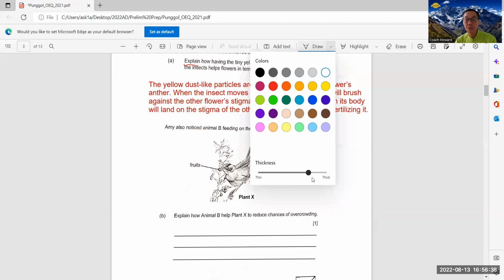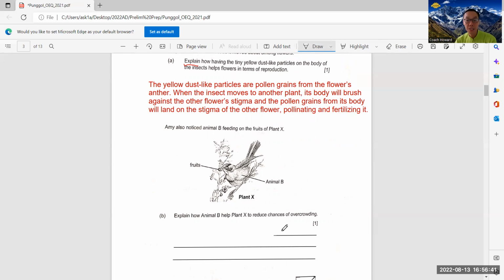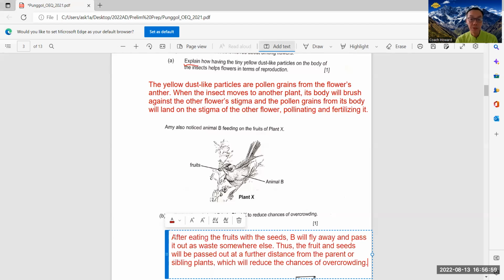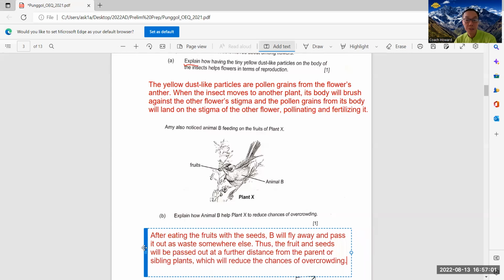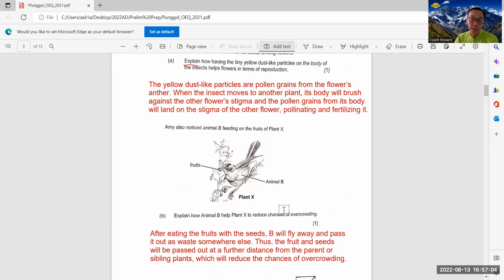Okay, so let me do the same thing. Let me clean out this line for you to see the answer being pasted here clearly. Okay, let me put this answer here. Okay, you must mention how it prevents overcrowding. Okay, so after eating the fruit with the seed, B or animal B will fly away and pass it out as waste somewhere. Thus, the fruit and seeds will be passed out at a further distance from the parent or sibling plants. Sibling plants means a young plant, which will reduce the chances of overcrowding.